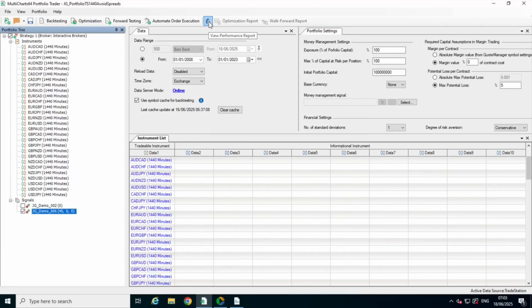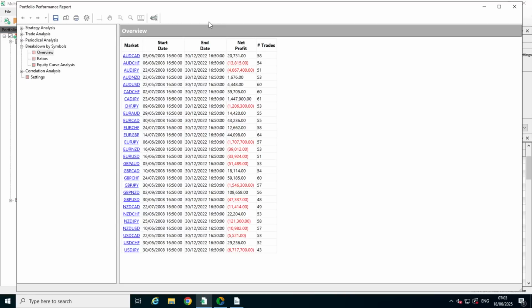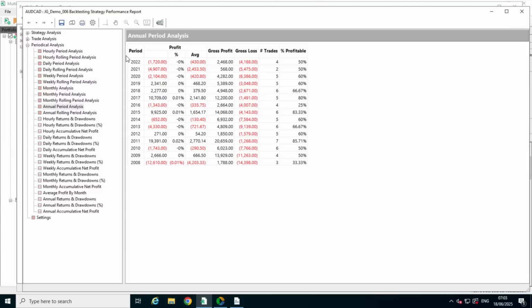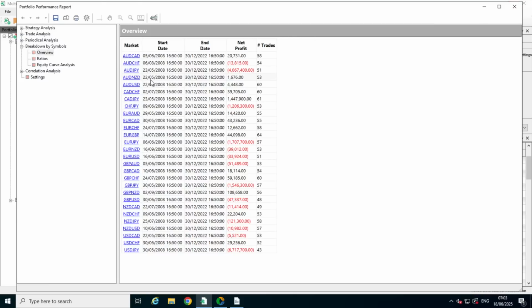I'll just show you, run a quick optimization, and this shows you all of the 28 pairs. And then if we click inside one of the pair, we're looking at the annual period analysis. So we can see how much profit was made for each of those 15 years. And all I'm doing is counting the amount of profitable years. And I did that for each of the 28 Forex pairs.